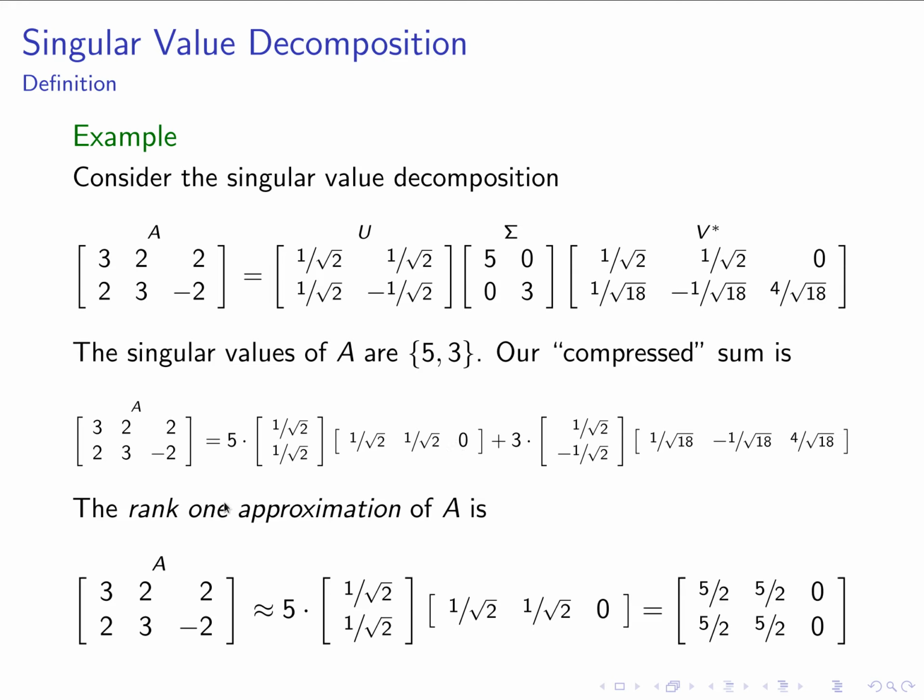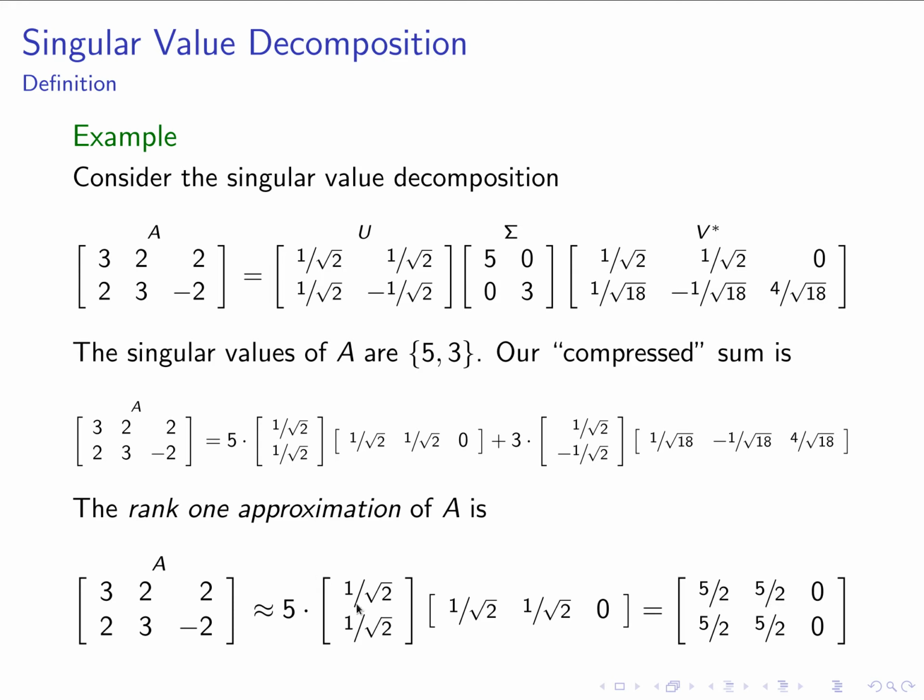We could look at the rank 1 approximation of A, which is not an equality, but an approximation. Here we're ignoring the second term of our compressed sum and only including the first term. So we're looking at 5, the first singular value, multiplied by the first column of U, 1 over root 2, 1 over root 2, and then multiplied by the first row of V conjugate transpose, 1 over root 2, 1 over root 2, 0.